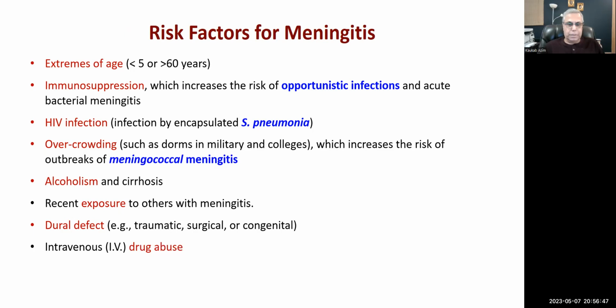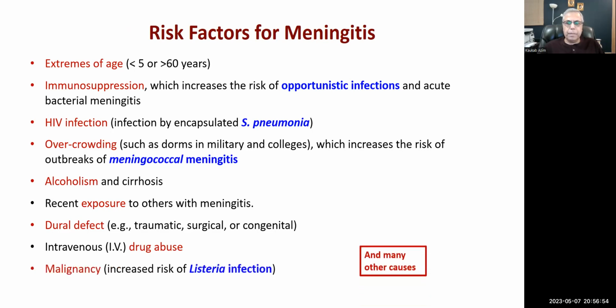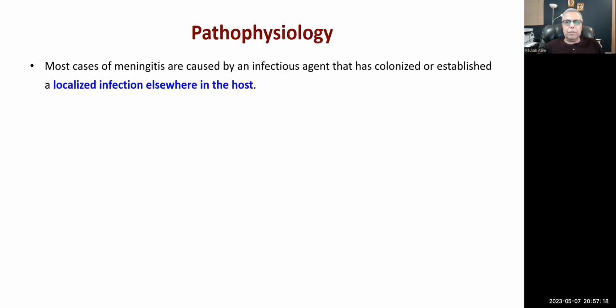Intravenous drug abuse is a problem for all types of infections, including meningitis, and malignancy. And I'll show you the bacteria. Listeria monocytogenes is one of the bacteria that is pretty common, although S pneumoniae and meningococcus are more common, but at different ages, we have different organisms that I'll show you in one of the slides, and there are many other causes, okay? So quickly, we'll have a look at the pathophysiology over here.